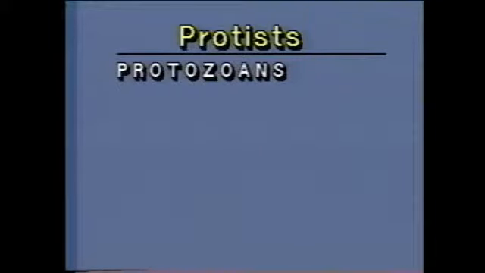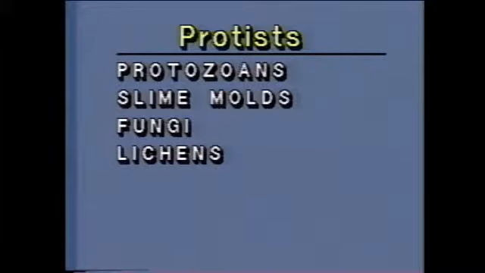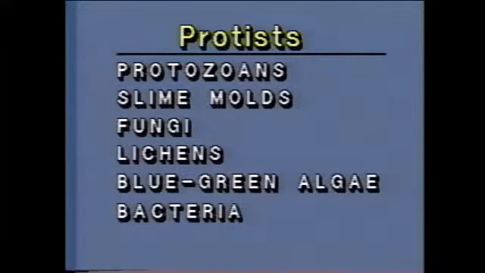Textbooks are still split on this 3 or 5 kingdom classification, but the important point is that there are many life forms that don't quite fit into the plant or the animal category, so they need to fit into their own separate little niche. These life forms include the protozoans, slime molds, fungi like mushrooms, mildew, and yeast. Also there's lichens, blue-green algae, bacteria, and molds. Most of these life forms fall into this category because they're unable to make their own food, like the fungi.